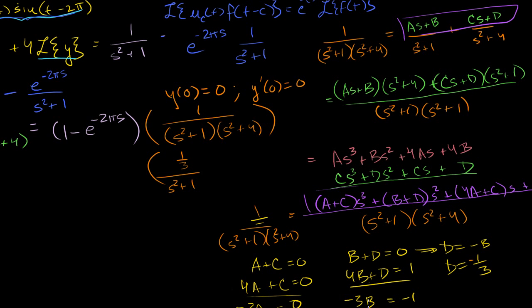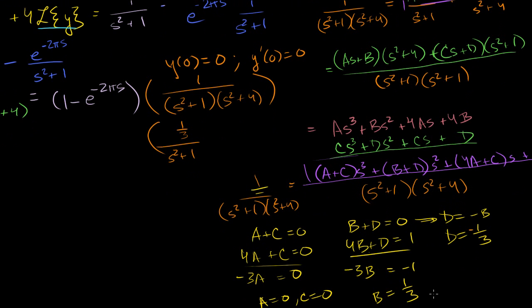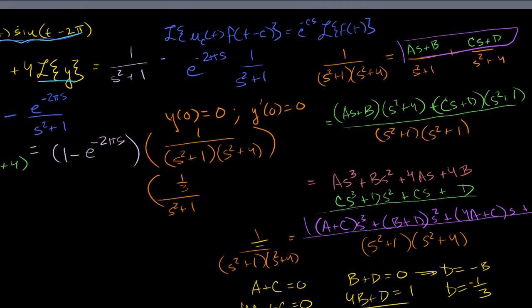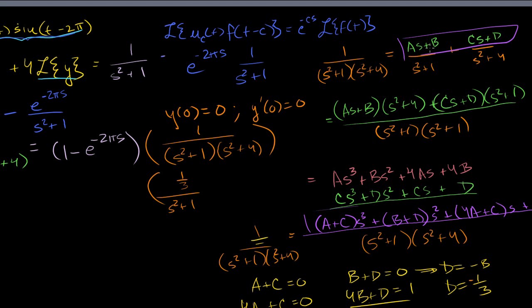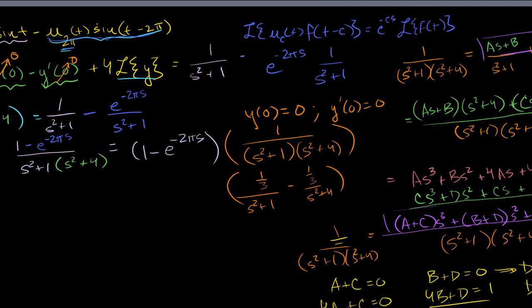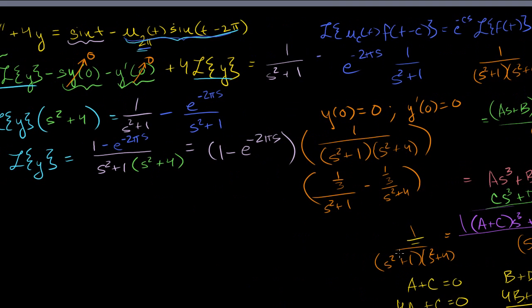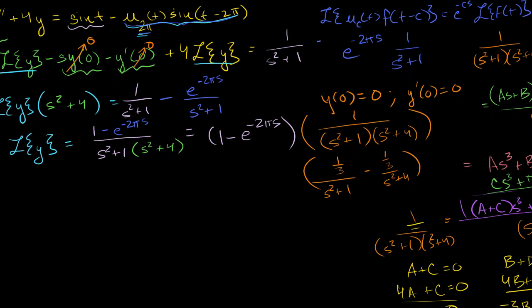Let me make sure I get that right. b, as in boy, is 1/3, so d is minus 1/3. So b is a term on top of the s squared plus 1, and then you have minus 1/3 over s squared plus 4. This takes a lot of stamina to record this video. I hope you appreciate it.